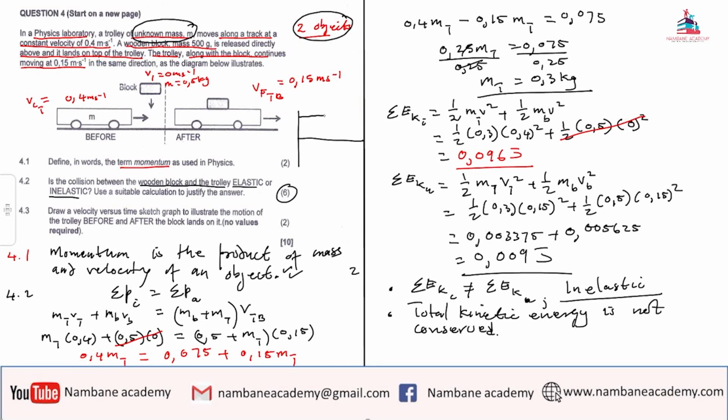It goes something like this, and it comes down, and something like this. Why something like that? Velocity, time. Why something like that? Ladies and gentlemen, it did not change the direction. It kept on moving in the same direction. If it changed the direction, we would have something like this.